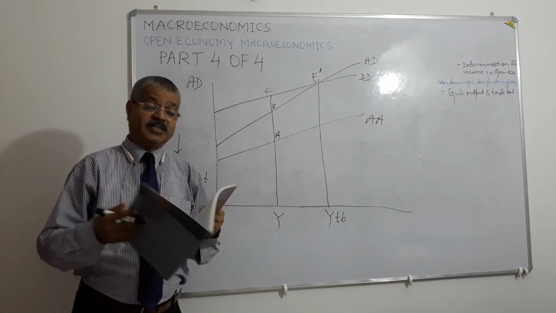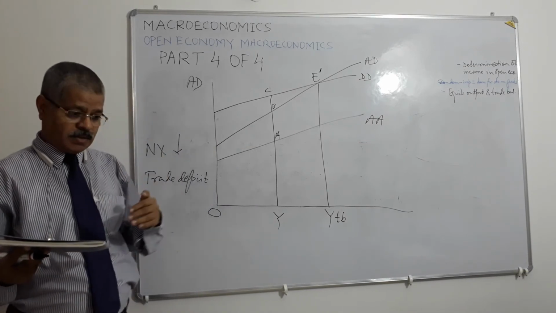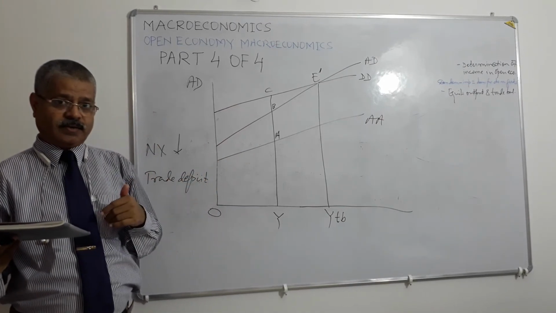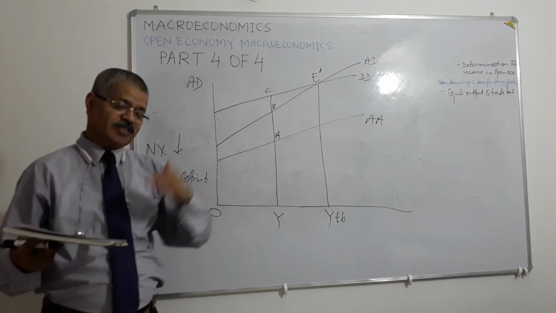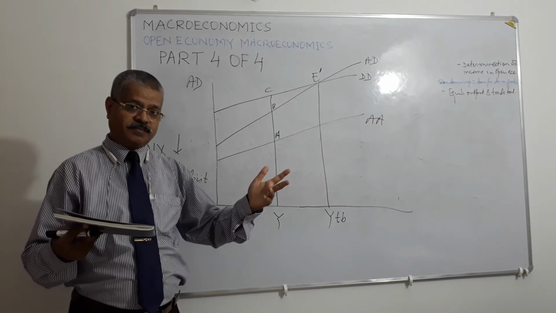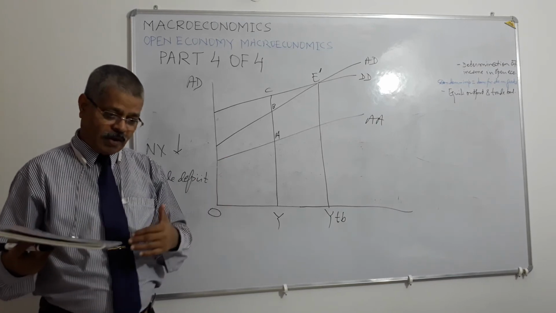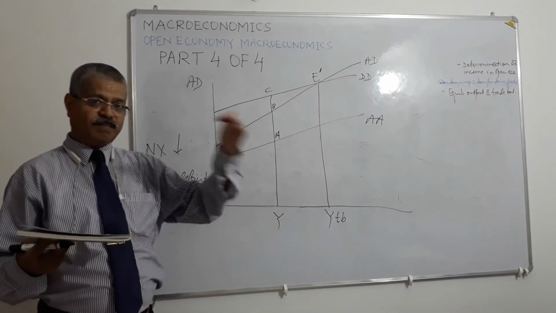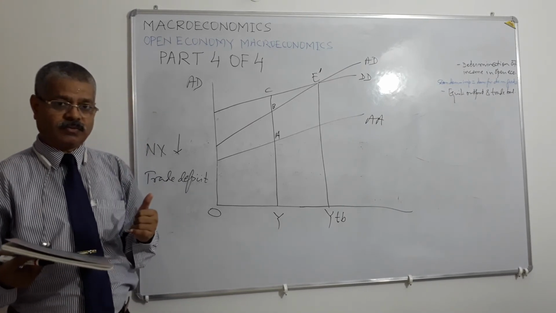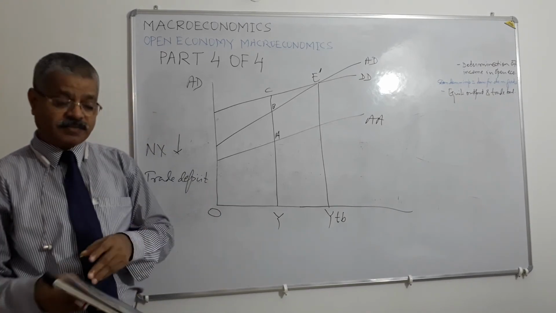Then what happens when there is change in price? If foreign goods become costlier, then our exports increase. If foreign goods become costlier due to price rise there, our exports increase, our output increases, our income increases. If goods become cheaper abroad, then our exports decline, our imports increase, and our trade deficit grows. What happens when there is change in exchange rate?